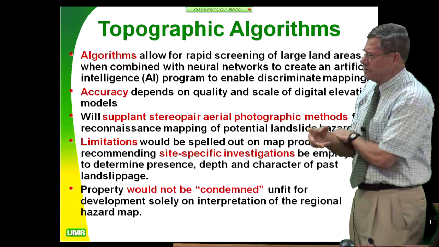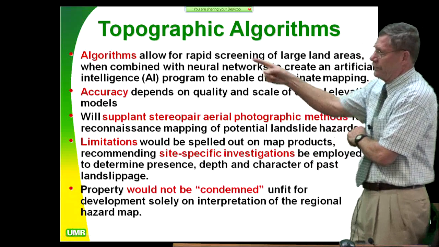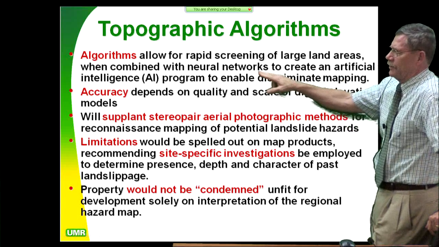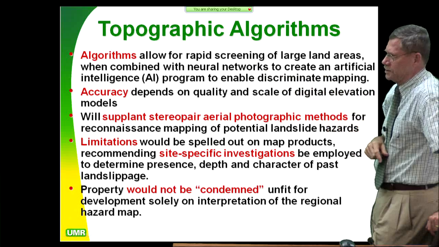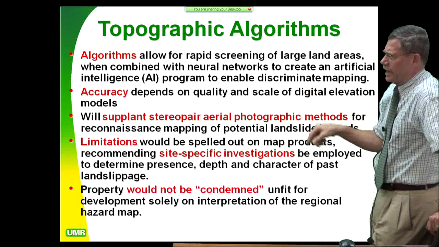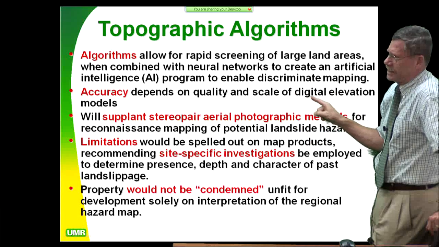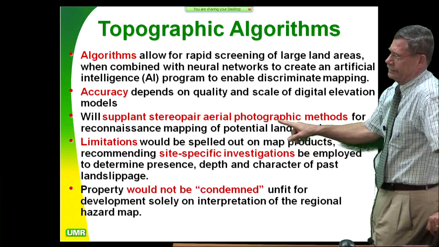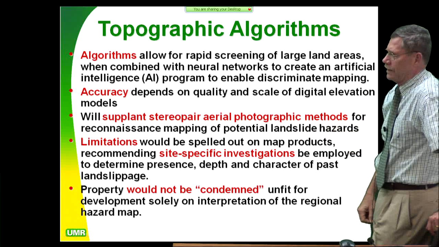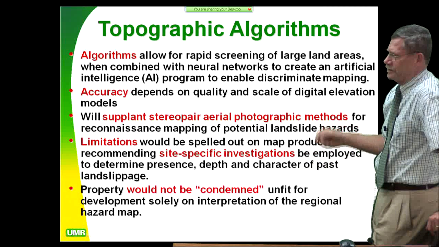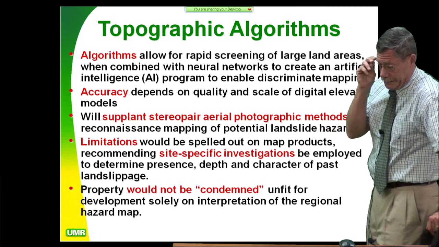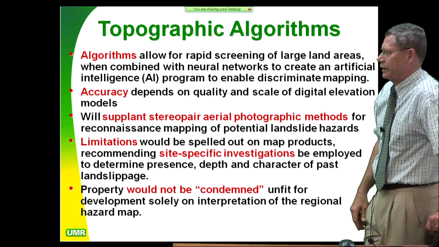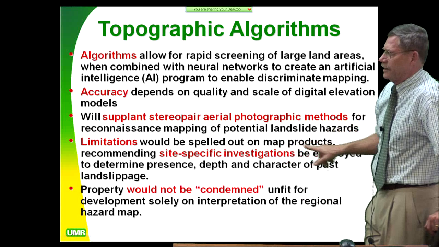Now, topographic algorithms are what I use. I feel they allow a rapid screening of large land areas. You might combine them with things like neural networks to create artificial intelligence programs to delineate these hot spots. The accuracy is always going to depend on the scale and the quality of the digital elevation models. And it's going to supplant stereo pair aerial photography methods for looking at potential landslide hazards. That's already happening in California, North Carolina, Oregon and Washington, where they're doing a lot of landslide mapping. Limitations need to be spelled out on the maps.